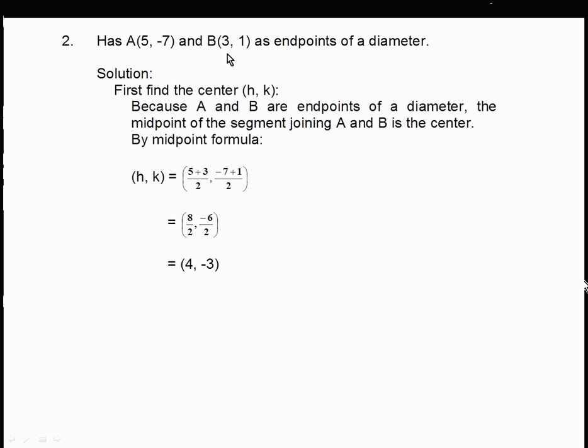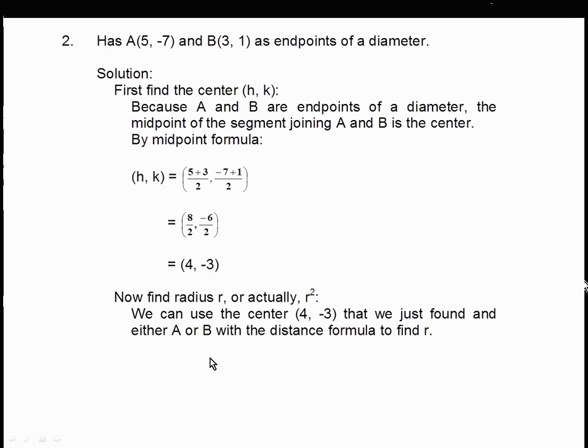To me, B looks easiest. So I'm going to find R, or really R squared. Remember, the equation has R squared. So I'm going to use the center, 4, -3, that we just found, and either A or B to find R. I'm going to use B, because B looks better.